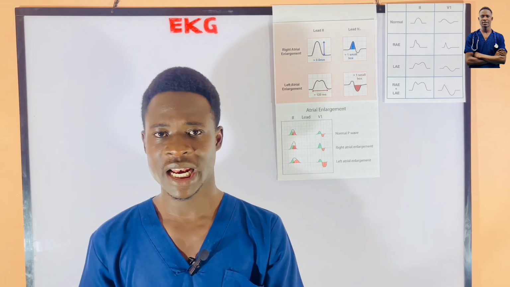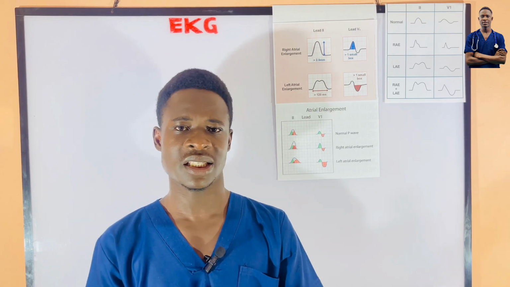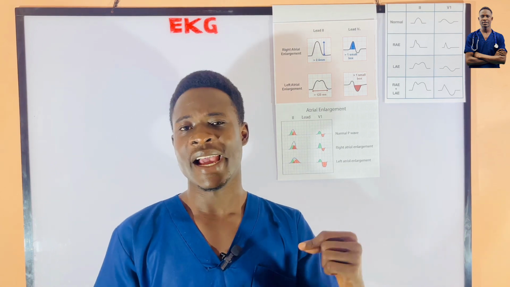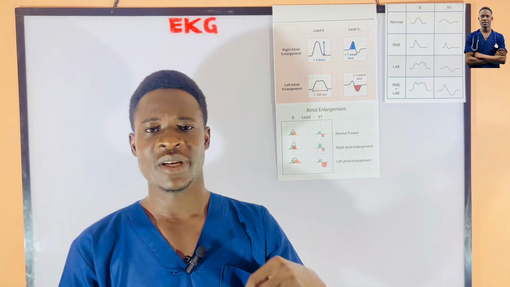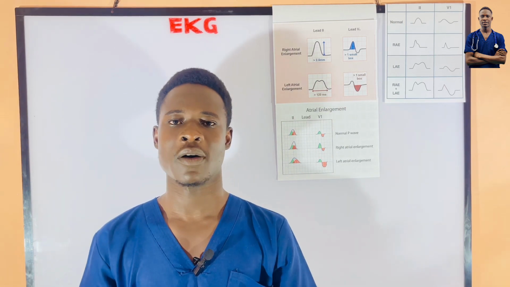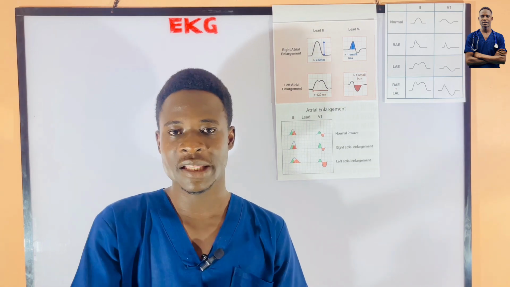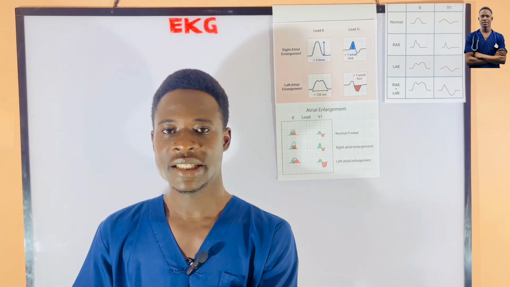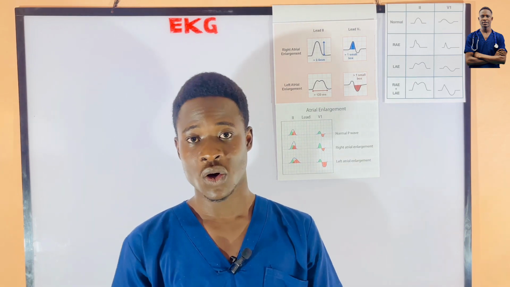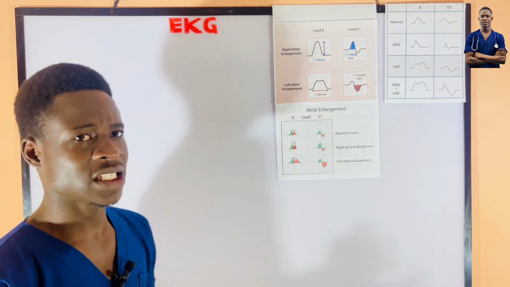And this atrial enlargement, if not corrected, can lead to certain arrhythmias such as atrial fibrillation. It can be treated by correcting the underlying cause of it. If it is hypertension, we treat the hypertension. If it is congenital heart disease, we treat that one, and then we solve this abnormality of the heart. Now, let's look at something over here.